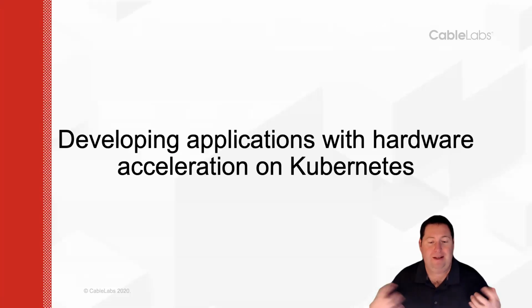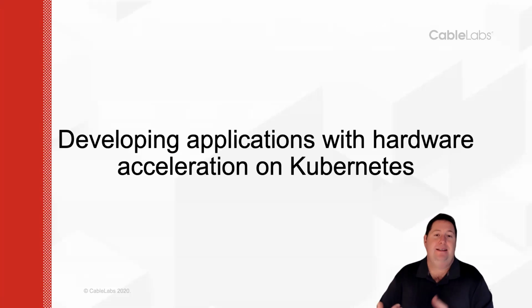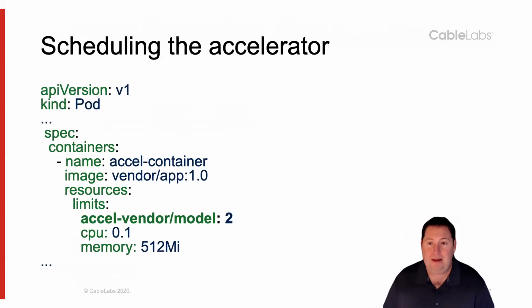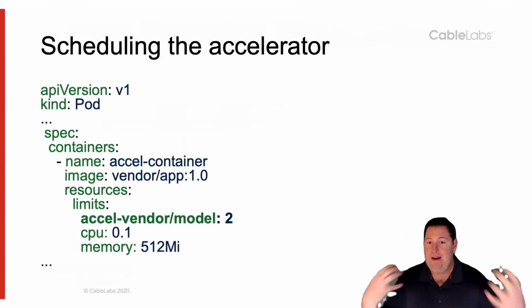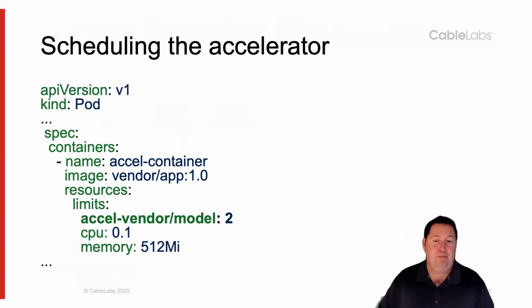So let's talk about how you actually use it. First I want to talk a little bit about how the application developers can access this acceleration. And to be honest, with Kubernetes, it's really nice and fairly straightforward to do this. If you've done any Kubernetes deployments, this pod file should look very familiar to you. Right? You have your container, you point it at an image, and you ask for some resources.